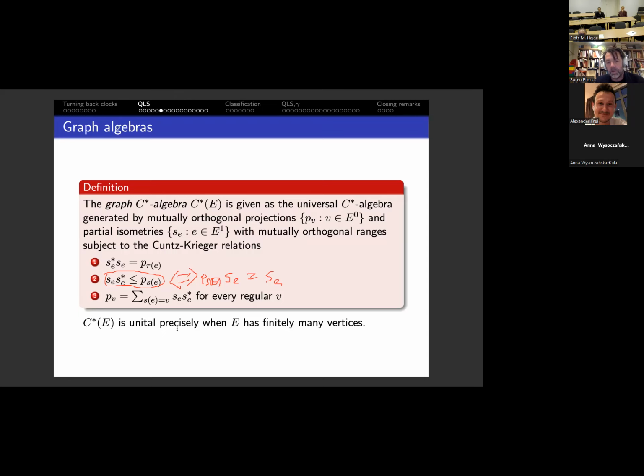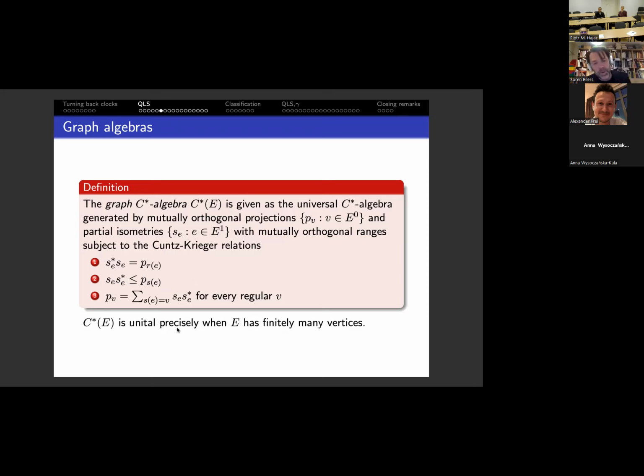And secondly, you see here you had to assume that these partial isometries have mutually orthogonal ranges. If you are row finite, it means there are no infinite emitters, then in fact, this follows from other axioms. Today most of my graphs will actually be regular, so there's no sinks or infinite emitters, and so in this case you can simplify this as indicated.